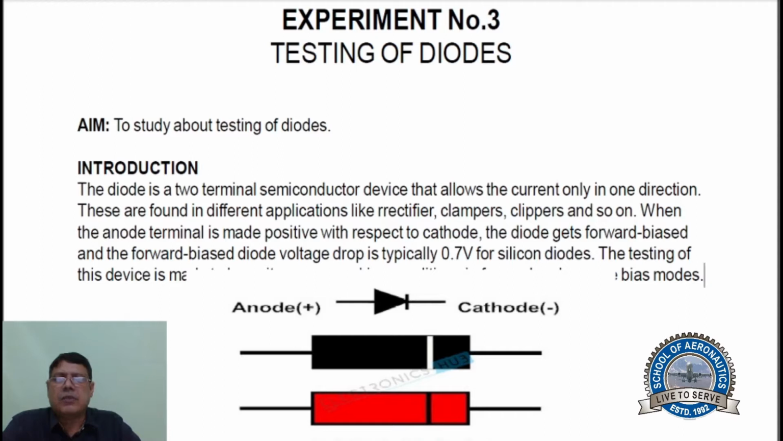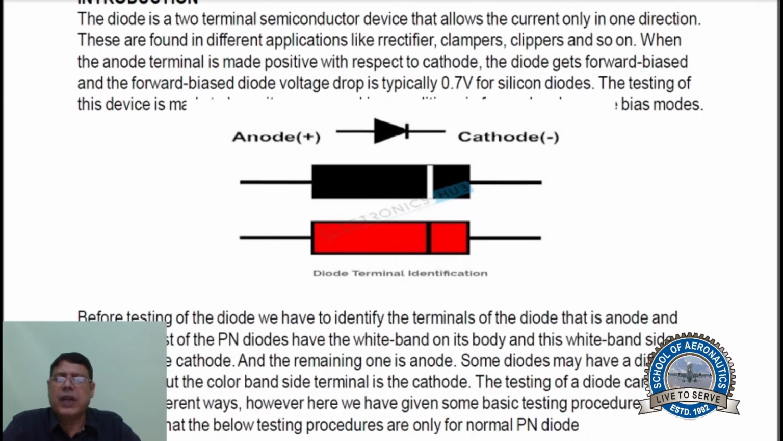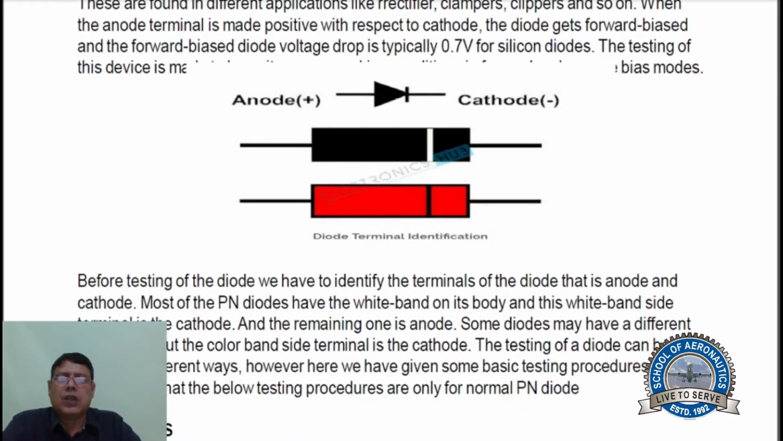The testing of the diode determines whether this device is working in forward biased or reverse biased mode. Before the testing procedure, you have to identify the terminals of the diode, that is anode and cathode. Most PN diodes have a white band on the body, and this white band side terminal is cathode, and the remaining one is anode. Some diodes may have a different color band, but the color band side terminal is cathode.